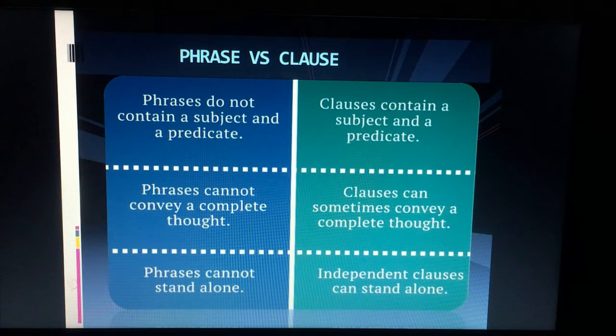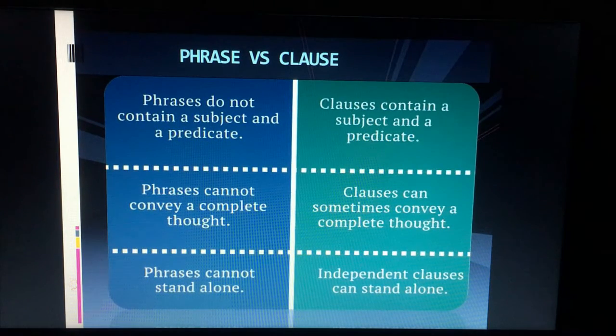Okay, that last one, phrases cannot stand alone, obviously, because it's an incomplete group of words. On the other hand, independent clauses can stand alone. Here you can see a new word, independent, added here, so I'm also going to talk about independent clauses in the next slide, but for now you got to know the difference between phrase and clause, and now you can easily identify phrases and clauses.